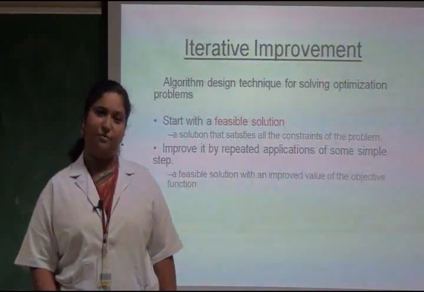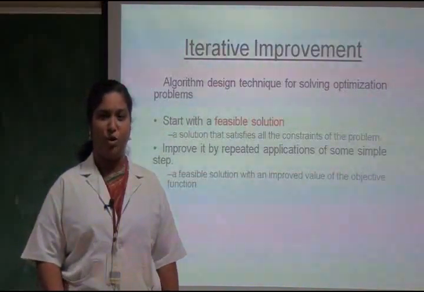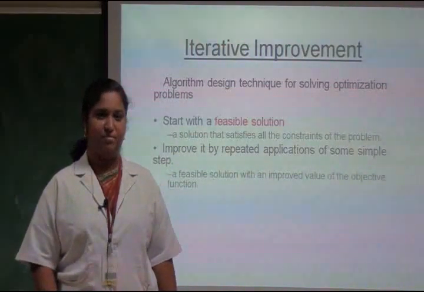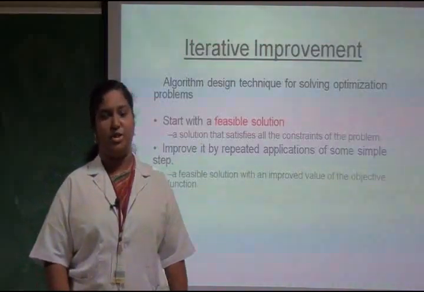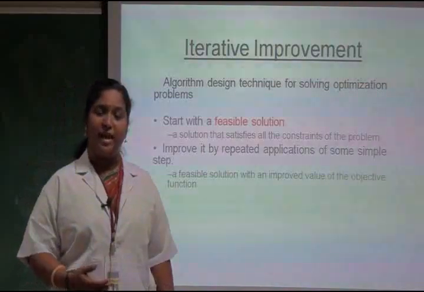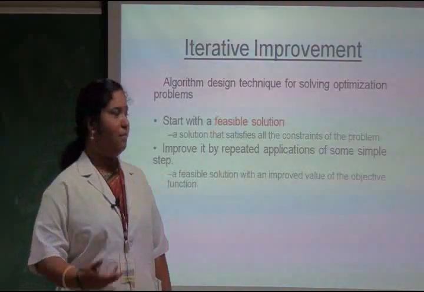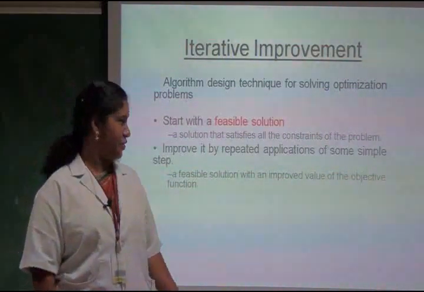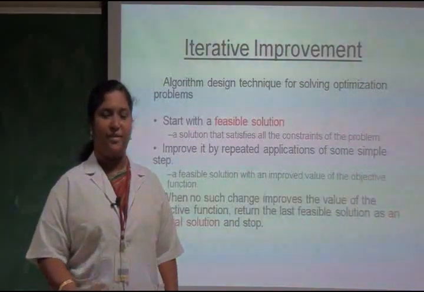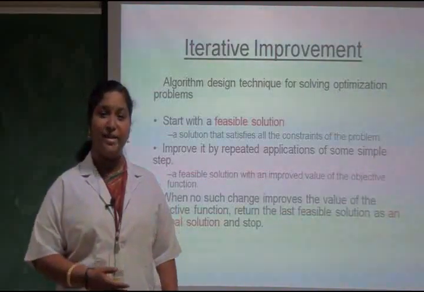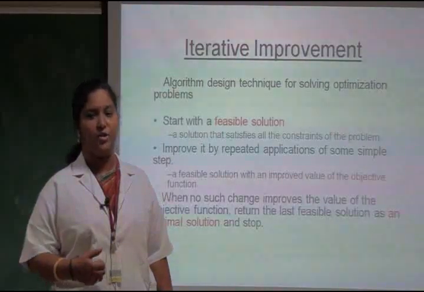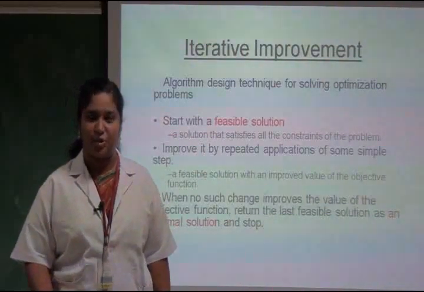The general procedure for an iterative improvement method involves, first, we have to choose a feasible solution, which is going to be very simple. A feasible solution is a solution which satisfies all the constraints of a given problem. Then we have to improve this feasible solution by repeated applications of some simple step, and when there is no improvement in the feasible solution, we retain the current feasible solution as an optimal solution and the procedure is stopped.